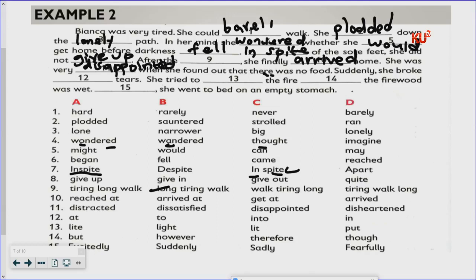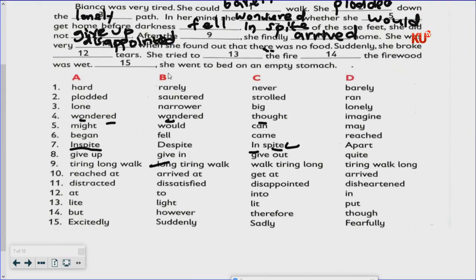Suddenly, she broke dash tears. She broke at tears. She broke to tears. She broke into tears. She broke in tears. We say broke into. She broke into tears. So she broke into tears.